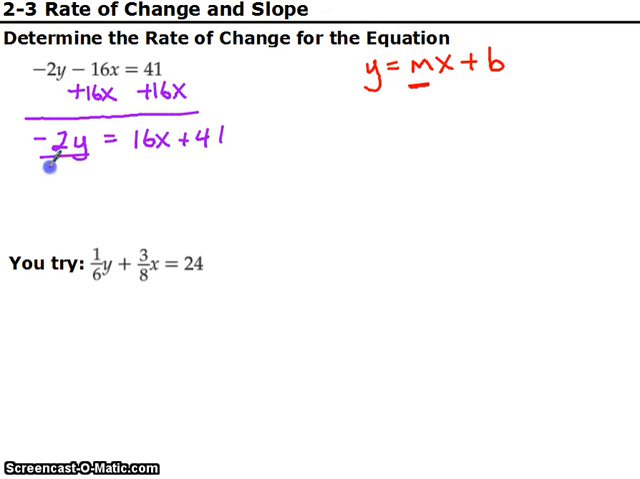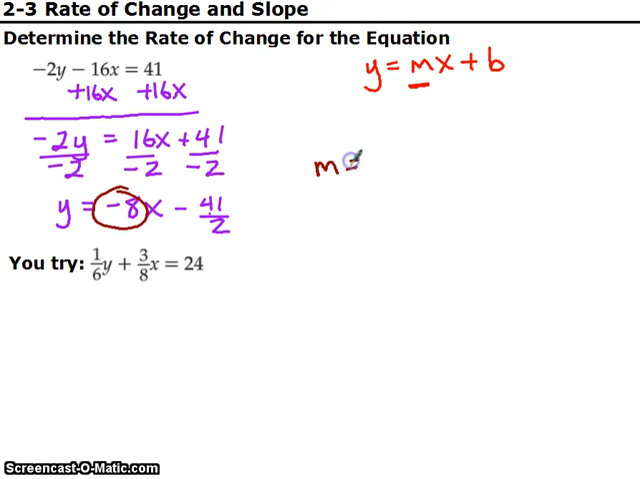And then I have to divide by negative 2. So make sure to divide both things over here by negative 2. So I get y equals 16 over negative 2 is negative 8x. 41 is not divisible by 2, so I'm just going to leave that as a fraction. I don't really care about that number anyway today. I only care about m. M equals negative 8.